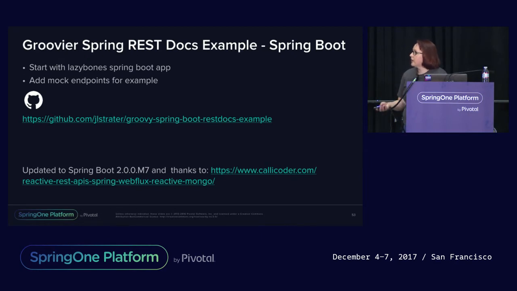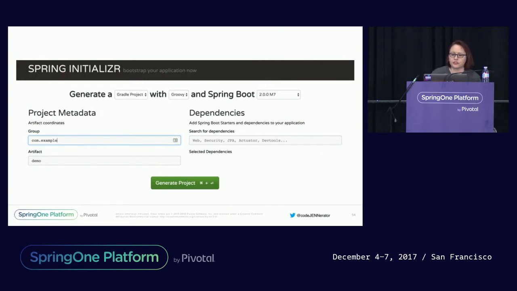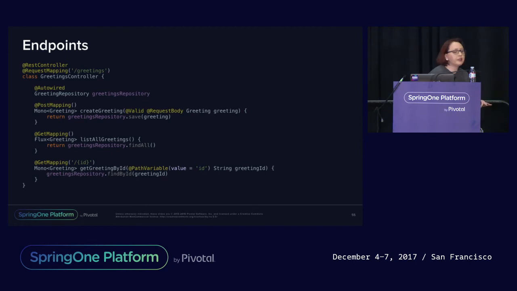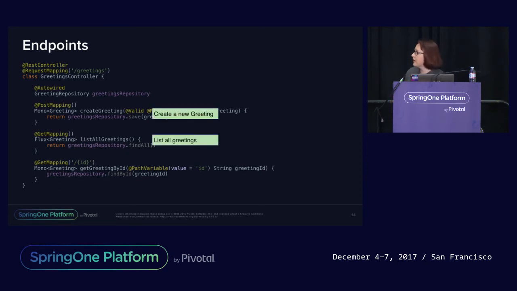Okay, so I originally generated this using Lazybones, and we've got some few examples, but you can, of course, use the Spring Initializr or the start.spring.io stuff too. And so that'll bring us to actually having some endpoints here. So the idea is that we have 3 basic things that you can do. It's a generic greetings API. We can create a new greeting, we can list them, and we can get one by its ID.